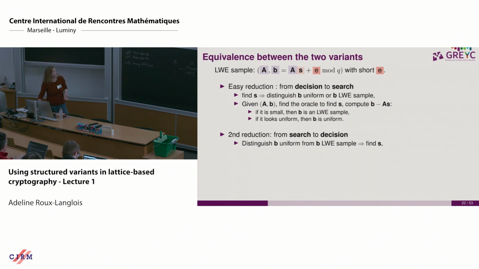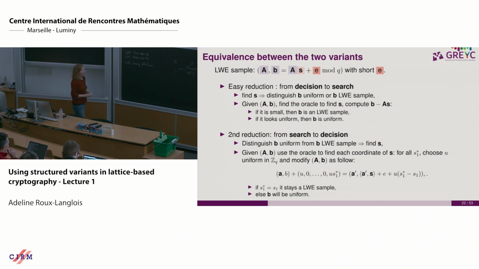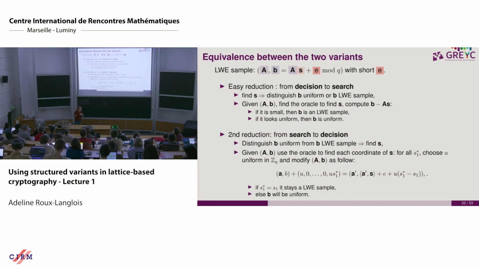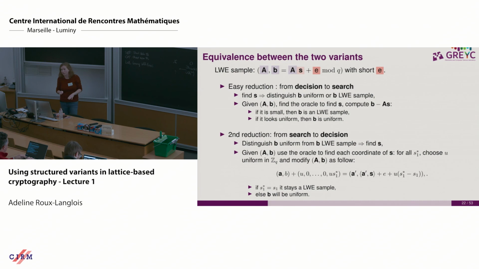How do I do that? I have an oracle which is able to tell me which case it is. Is it uniform? Is it LWE? So I will use it to find all the coordinates of S. It's not an efficient reduction at all. It's a very bad one because I will test every possibility for each coordinate. But I don't care, it's polynomial, so it's fine. We have a much more efficient way to do it, sorry, but this is to understand the idea of why it is possible.